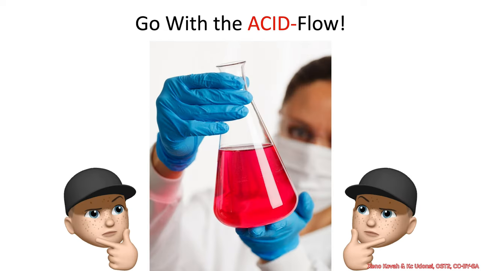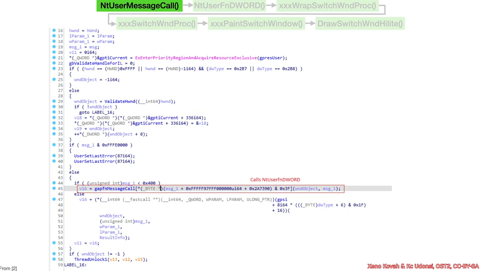So now we're going to go with the ACID flow and see what happens in the kernel here. We're in the kernel, at the kernel side NtUserMessageCall, and the message is ACID, which was set to 14. That taints this message one.